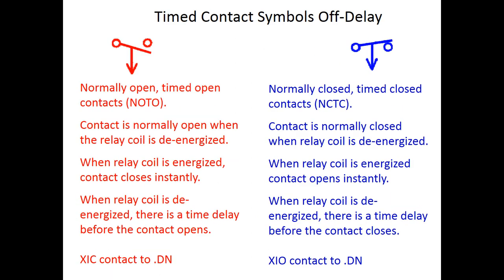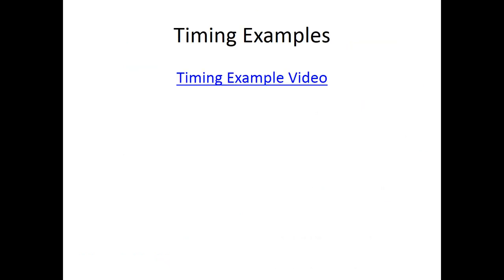The off delay timers, here's the cheat sheet here. If you want a normal open time to open contact, you want to use an XIC contact to a done. And if you want a normally closed time, you use an XIO contact to a done. We'll be studying these in the lab to be sure that you understand how these work compared to the pneumatic timers that you learned on. Here's a timing example video to show solid state timing and some things like that.